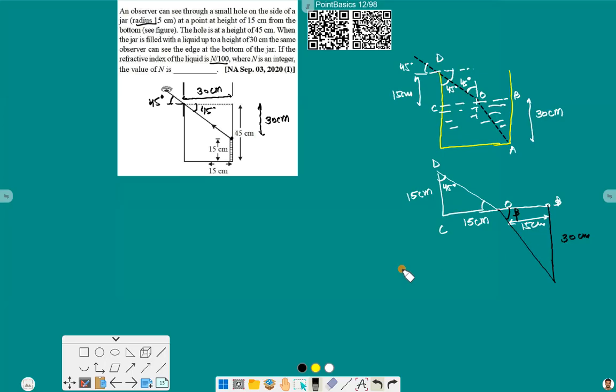Now we know the two sides, so tangent of beta will be equal to perpendicular by base, that will be 30 by 15. So here we will get tangent of beta is equal to 2. Now from this we can draw a triangle: if tangent of beta is 2, this angle is beta, so this is equal to 2, this is equal to 1. So from the Pythagoras theorem this will be root 5, and from this we can write that sine of beta will be equal to 2 by root 5.